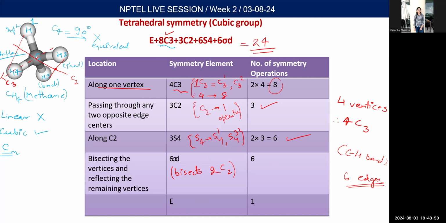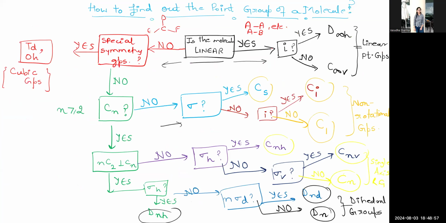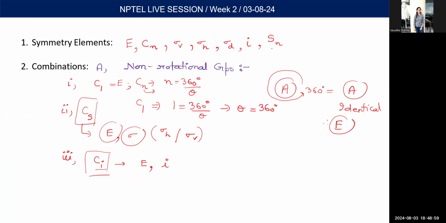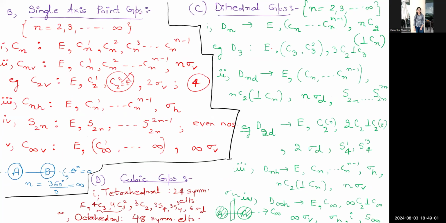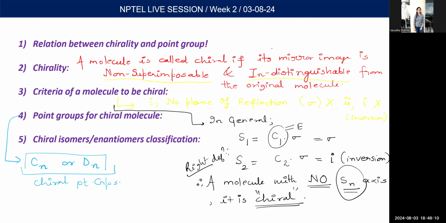So this was about today's concepts, what we have seen in week 1 and week 2, about chirality, about finding the point group, how different numbers are there, how you would call some molecule a single axis point group or dihedral or a cubic, and then how to identify it through this particular chart, how to call some molecule a chiral molecule.